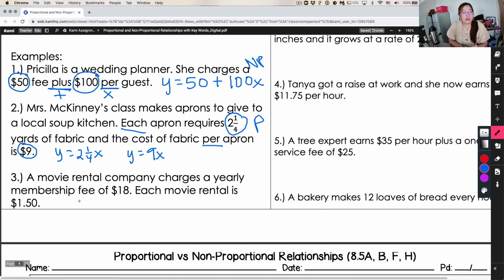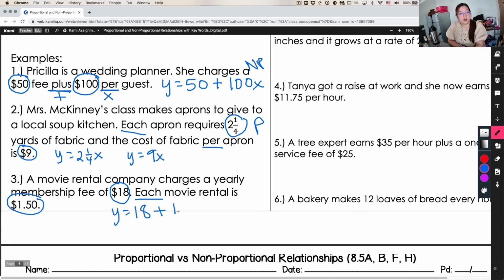Finally, we have a movie rental company that charges a yearly membership fee of $18, and each movie rental is $1.50. This is another one that's a little bit vague, but I'm guessing what the problem is asking is, what is the relationship between the number of movies you rent in a year and how much you're going to pay for movie rentals that year? Because you pay your annual fee, that's $18. So y equals your $18 fee plus $1.50 for each movie that you rent.